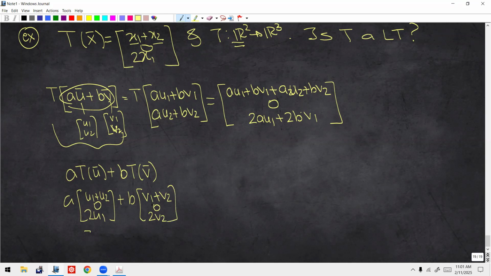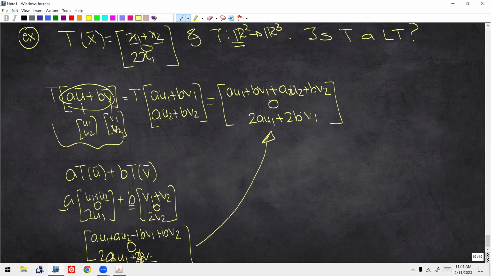And so if we add them together, you distribute the A and add them together, you get AU1 plus AU2 plus BV1 plus BV2. And then 0 plus 0 is 0. And then when you add the last row, we get this. Is that what I have here? Oops, I forgot the A and the B here. 2A and 2B because there's B's on the outside. Okay? And that's exactly what we have here.